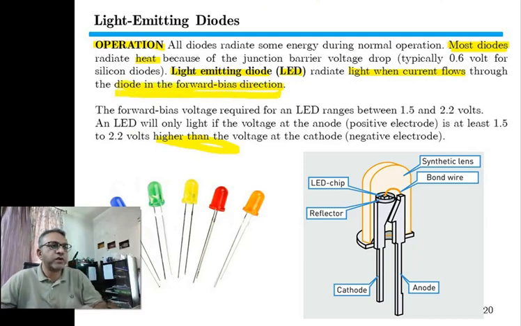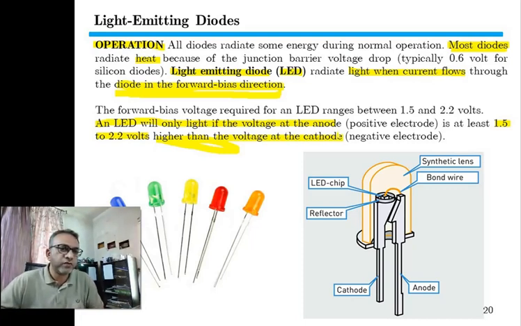So if we want to obtain light from an LED, we must forward bias the diode. How do we forward bias the diode? This is written in the second paragraph. An LED will only emit light if the voltage at the anode is at least 1.5 to 2.2 volts higher than the voltage at the cathode. So we must forward bias the diode such that the voltage at the anode terminal is 1.5 to 2.2 volts higher than the voltage at the cathode.